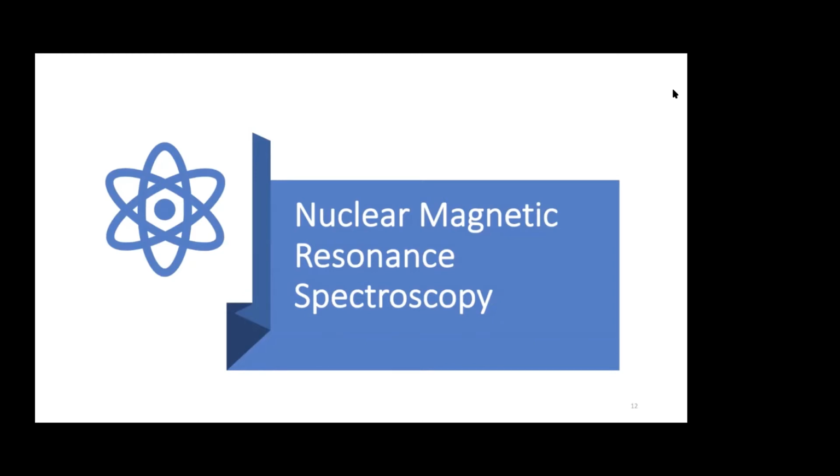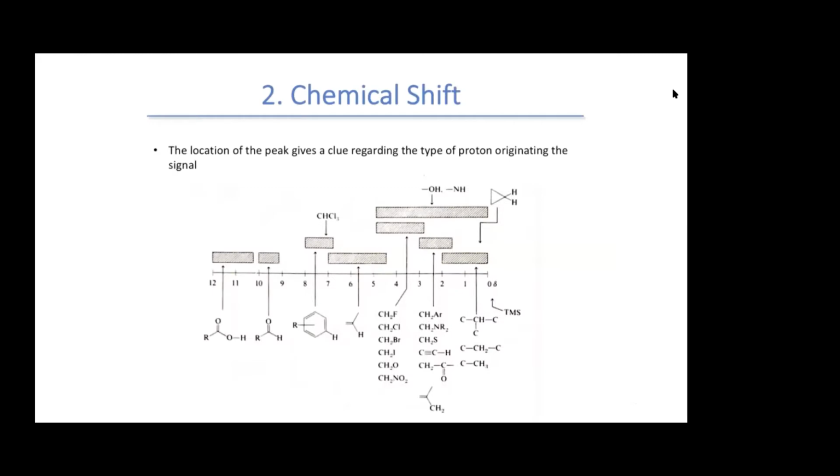This is the third video in our NMR lecture. In this video, we'll examine the chemical shift of our signals in our spectra. Looking at a table of possible shifts for different functional groups, we can see that our NMR spectra starts at 0 ppm, and it goes all the way till 12.